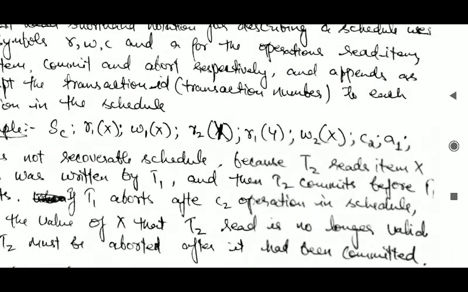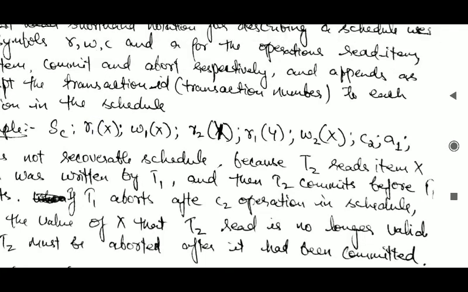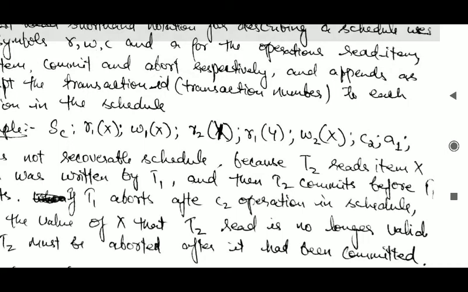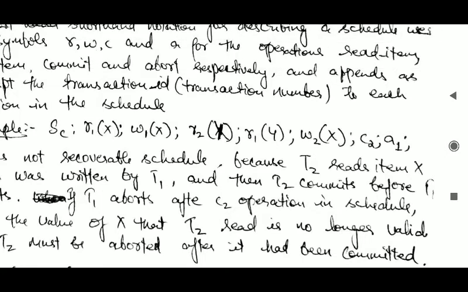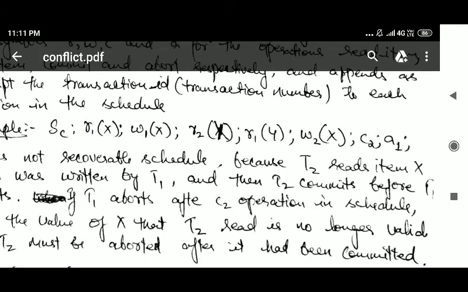For example, consider the schedule SC. Now see its first operation. Here R specifies that it is a read operation. The subscript 1 specifies the transaction ID or transaction number. It means this read operation is performed by transaction T1. Here X specifies the data item. So this first operation specifies that transaction T1 performs a read operation on X.